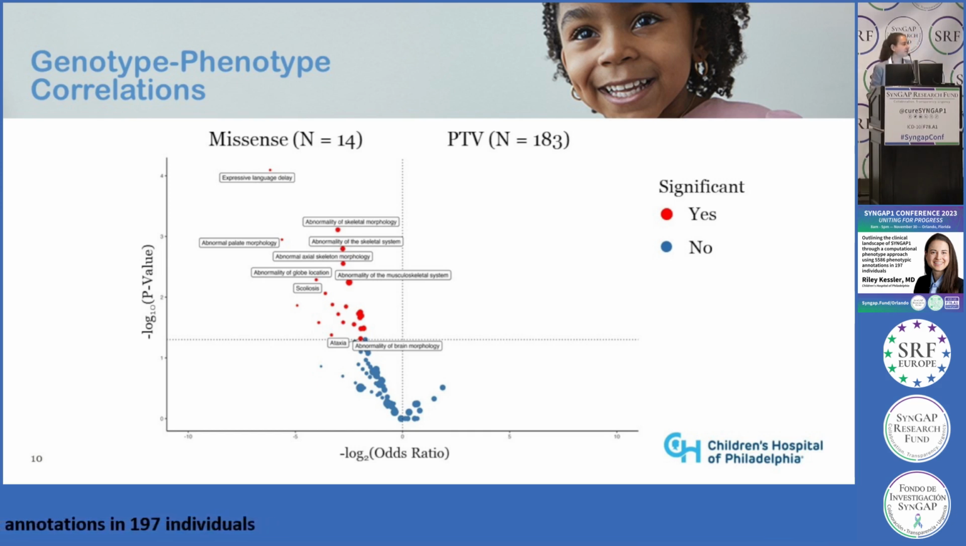And I'll take a step back here and recognize that this is a preliminary analysis. The relatively small number of patients with missense variants makes us susceptible to bias, and so this is something we will continue to reevaluate as hopefully we're able to classify some of our variants of unknown significance and add to the number of patients with missense variants.